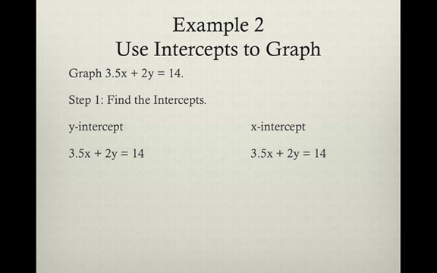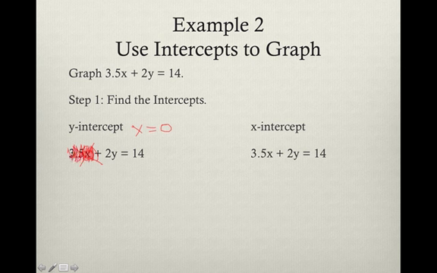Okay, example 2, we're going to use our intercepts to actually graph our equation. So we want to graph this equation. The first step is to find the intercepts. Okay, remember, to find the y-intercept, we're going to let x be 0. So wherever you see an x, you're going to place a 0. So right there is going to be a 0. So this times 0 is just going to make it go away. So that's no longer there.